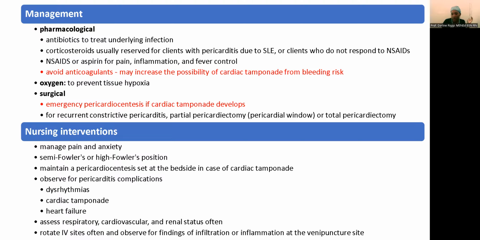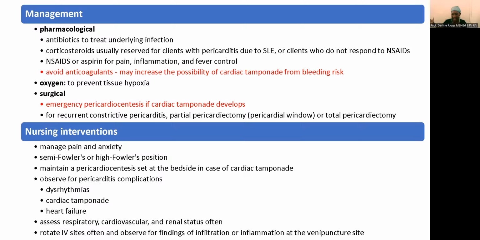If it's a recurrent thing, there could be a partial pericardiectomy, or a total, which is obviously a major big deal if you're removing part of it. So our nursing intervention, we don't want to stress that heart. You kind of already know that. So pain control, anti-anxiolytics, keep them in a semi-Fowler's. We want the best breathing position.